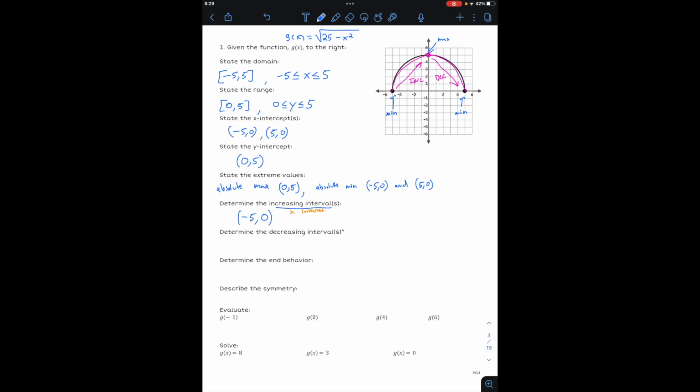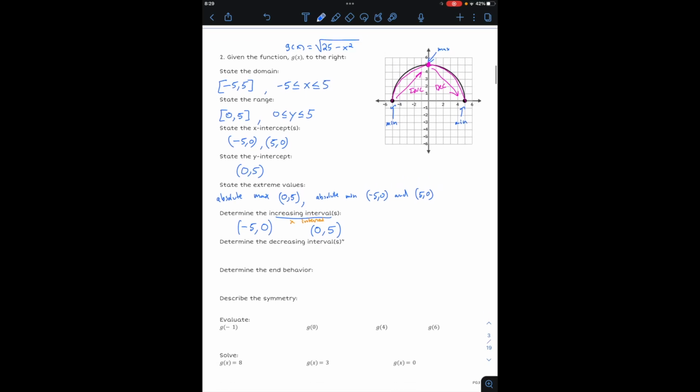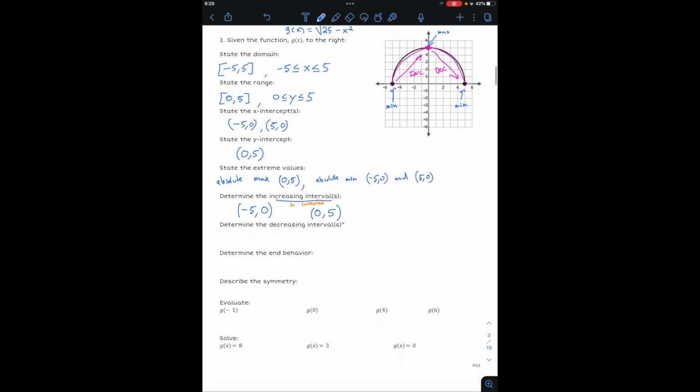Yeah, but if you included it, that's fine. I don't know, I've seen it done both ways. And then the decreasing interval, we are going to say from 0 to 5, depending on, well, whatever, that's all I'll say. And that was the decreasing, sorry.